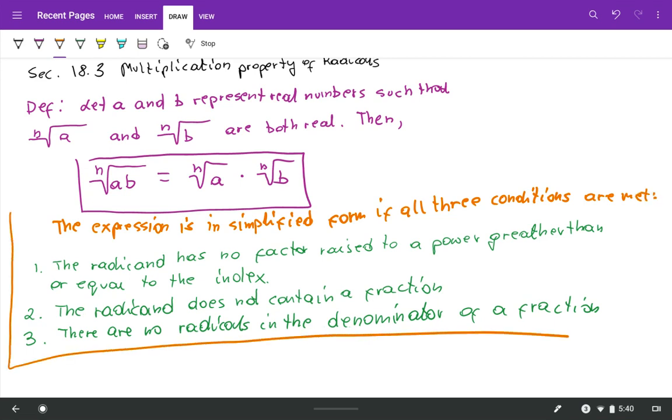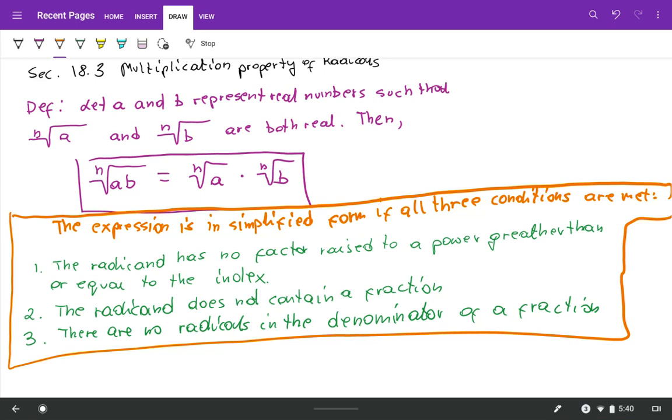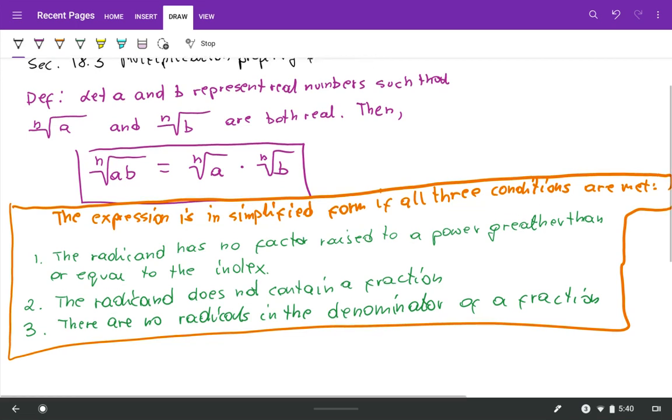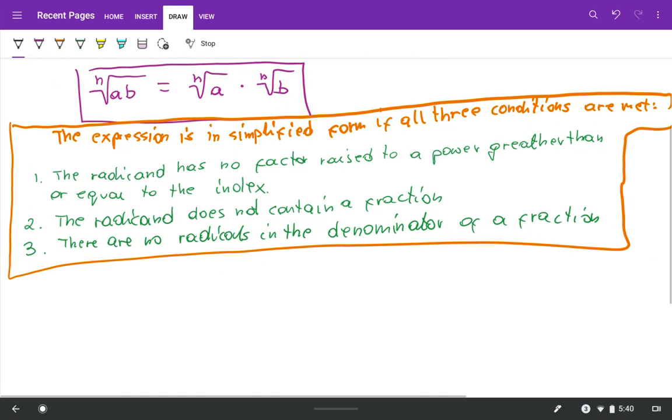Okay. So if you have cases like the three which I gave you, you don't need to worry about simplifying radicals. That means case number one, the radicand has no factor raised to a power greater than or equal to the index. The radicand does not contain fractions, and there are no radicals in the denominator. And let's just work on an example so we can see how to simplify the radicals.